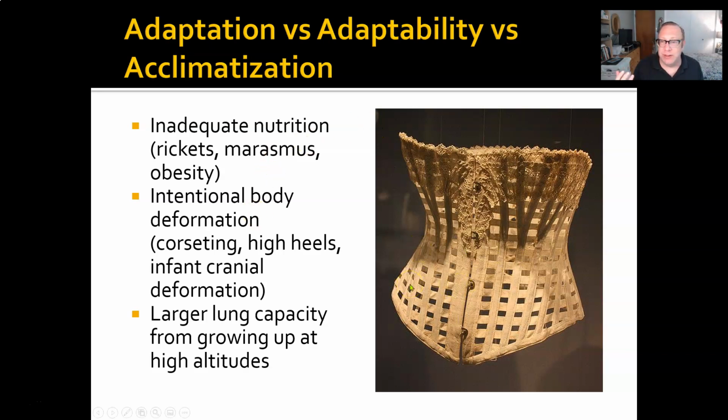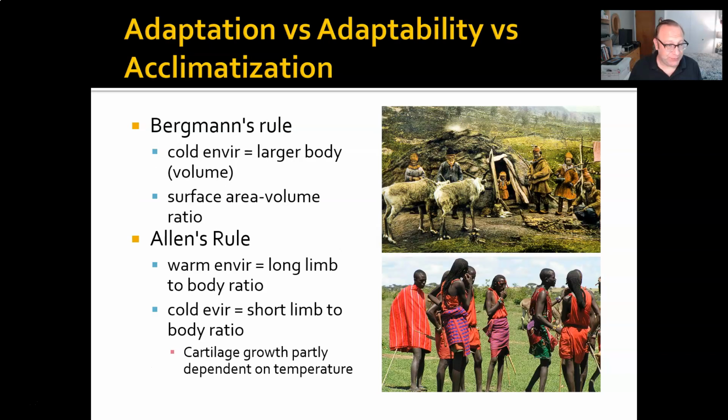Infant cranial deformation or manipulation. This is common in several cultures. It was very common in some Mesoamerican cultures where an elongated skull was seen as a sign of royalty. And so the highest status people would do this to their children so that they are, like themselves, recognized as high status. And finally, if you grow up at high altitudes, you may develop some permanent increased lung capacity.